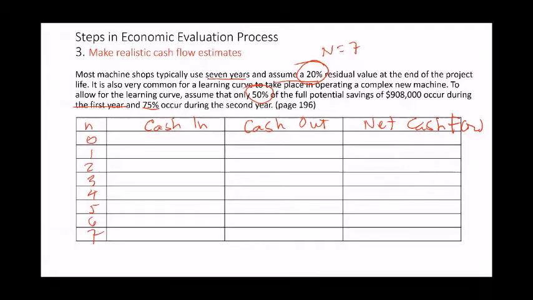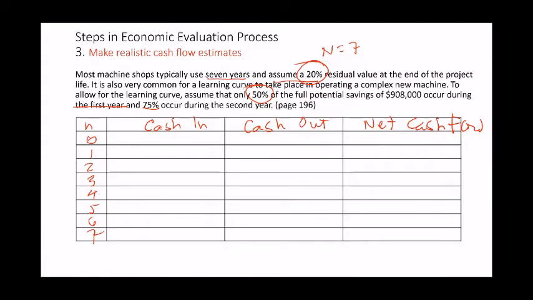Okay, in this type, because the problem is about cost reduction, it is savings. Savings is considered as cash in, because supposed to be we are going to pay that, but because of the cost reduction, we keep that as savings. So it is considered as cash in. Okay, so we'll put only savings and the other one.